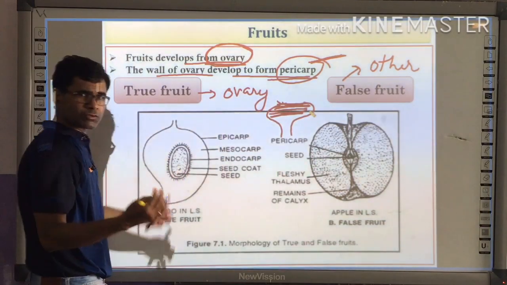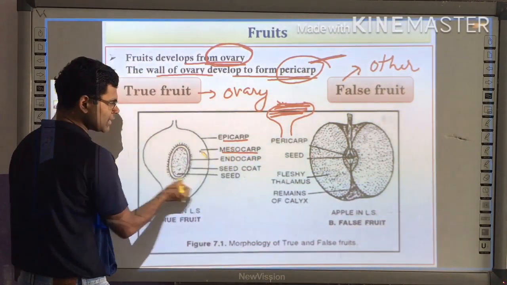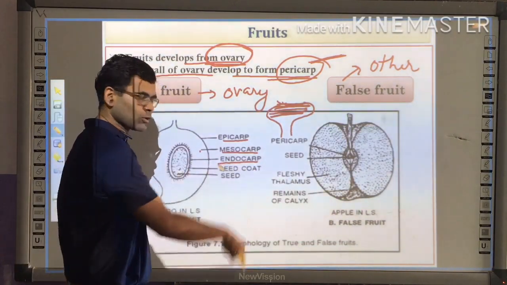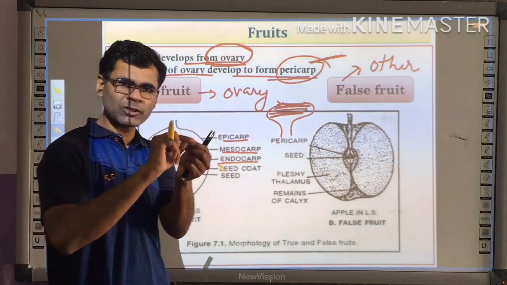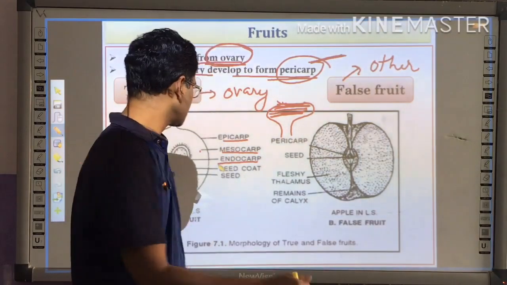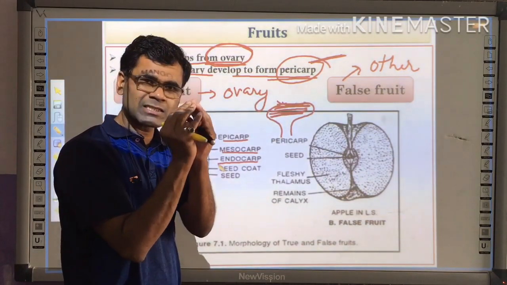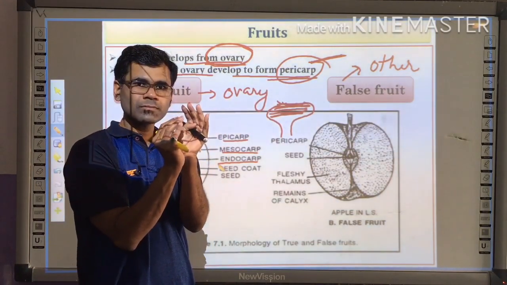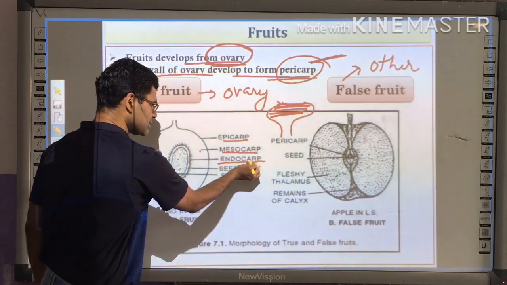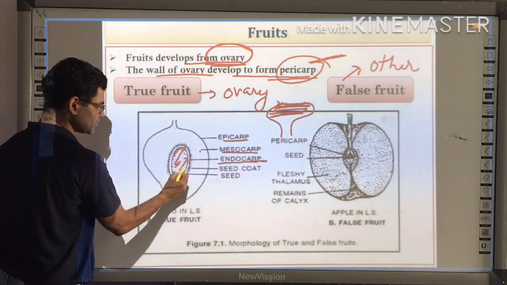True fruits have three layers: epicarp, the external layer; mesocarp, the middle layer; and endocarp, which is tough and stony. In mango, it is the season, so whatever you peel out is epicarp. The fleshy part, whatever you are eating, is mesocarp, and the inner part just outside the seed, a waxy, a little bit tough coat, is called the hard endocarp.